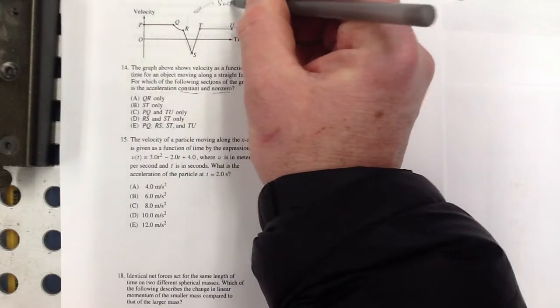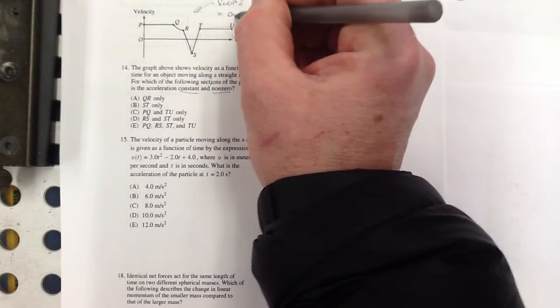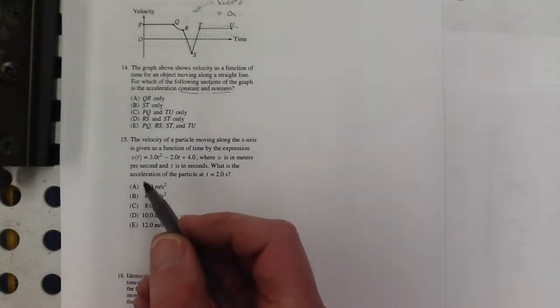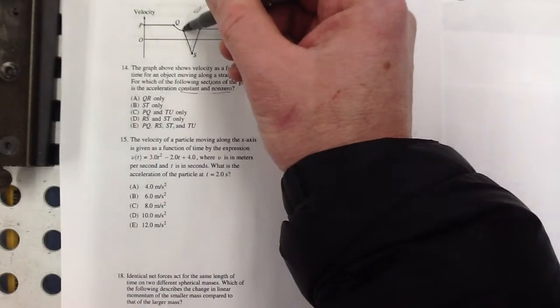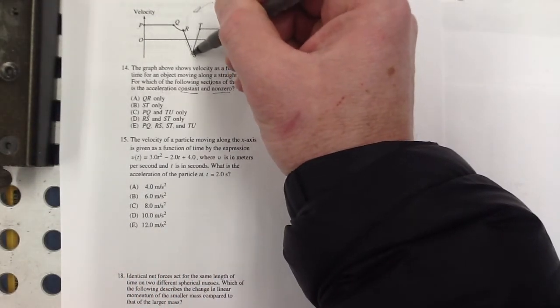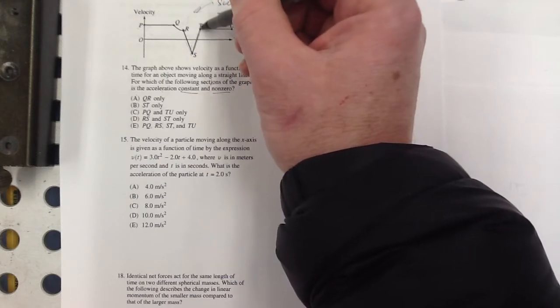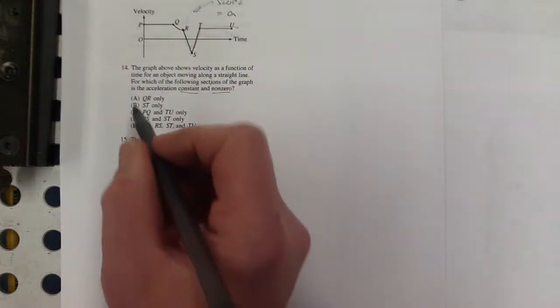So the slope of this is the acceleration. So we want it to be constant but not 0. So that means it needs to be straight, right, and not horizontal. So that looks like RS, ST, RS and ST.